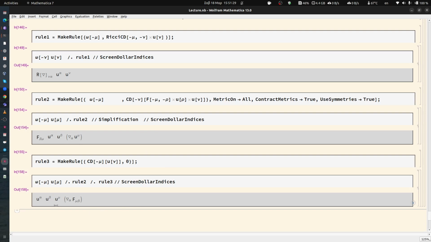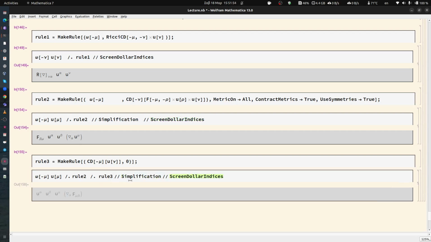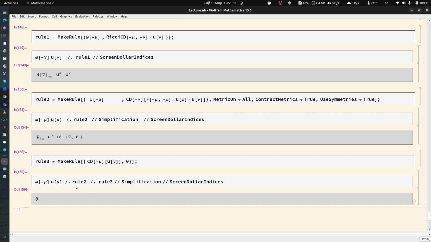Now you see that this expression is antisymmetric with respect to the exchange of indices mu and beta because of the symmetry properties of F, but symmetric with respect to the exchange in this UU term. So this result should be equal to 0. And we can see that by applying simplification.